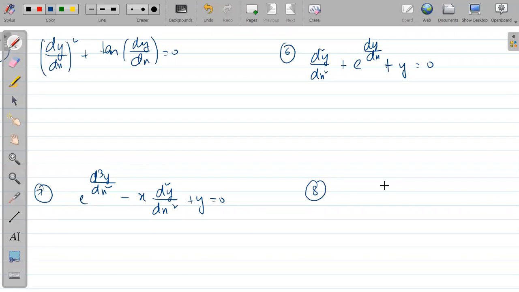Sir, in the 7th one, is that e to the power d cube y by dx cube, or dx square? Which one? In the denominator, e to the power dy by dx. Seventh question, sir. Yeah, dx cube only. Done.